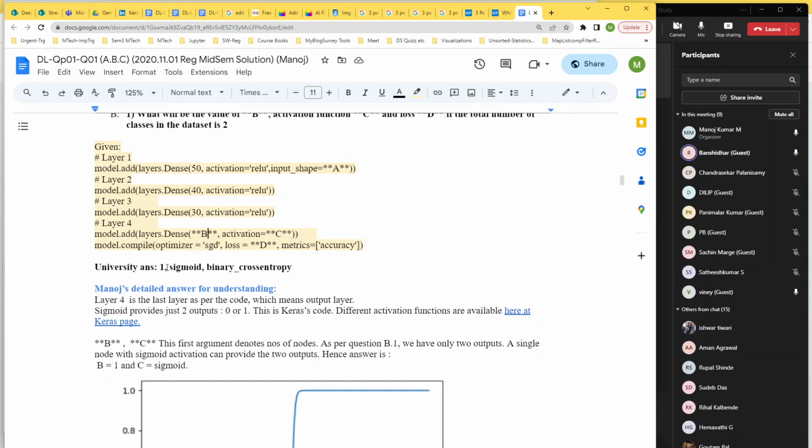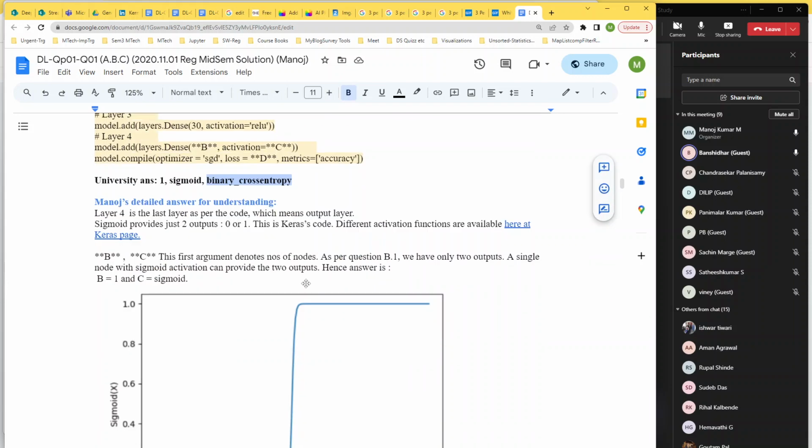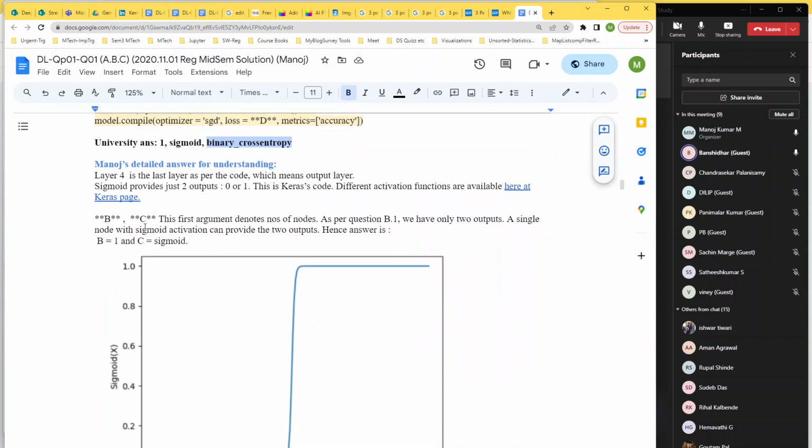So you got this one also. Node B is 1. Activation is sigmoid. Now see, sigmoid is for binary classification. For binary classification, generally we use the loss function binary cross entropy. This is a default, generally we use it. Okay, so let us go through these details.